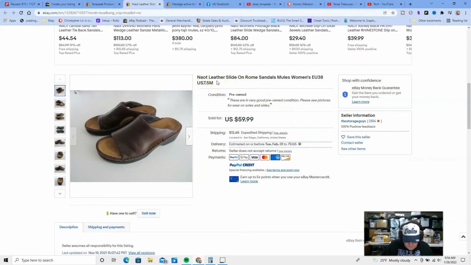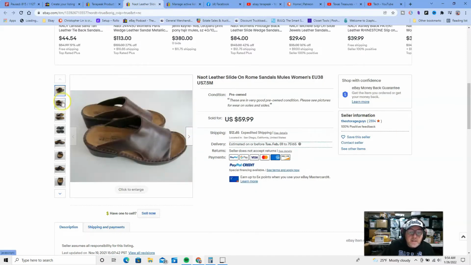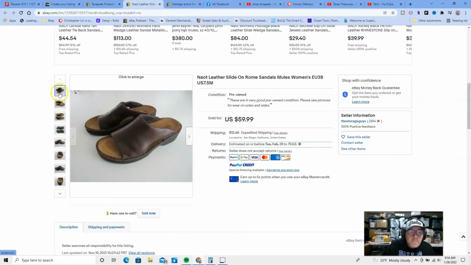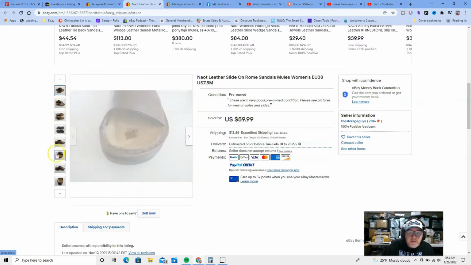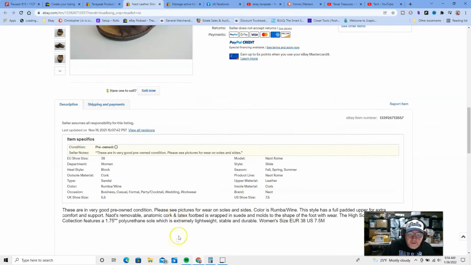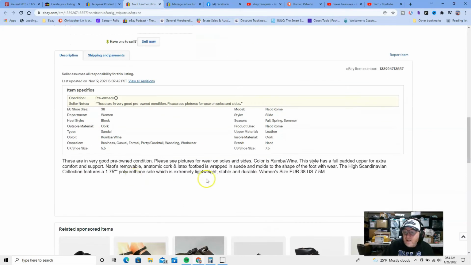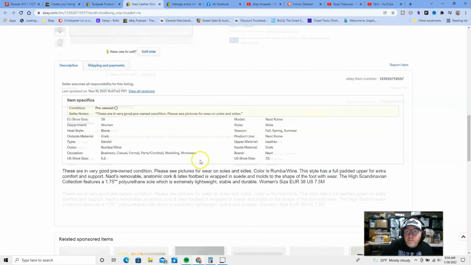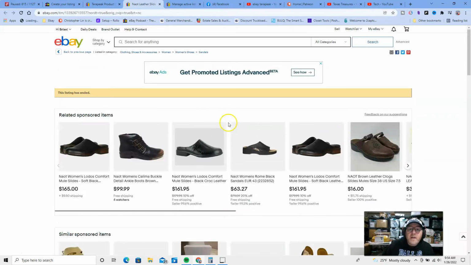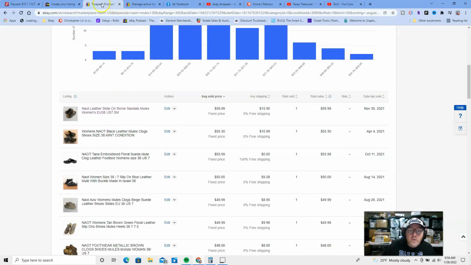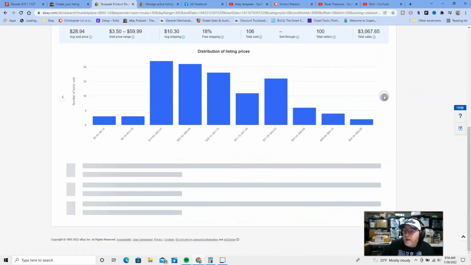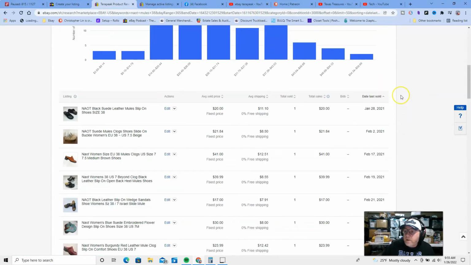Nayot leather slide, that could be a keyword that you may want to use. On Rome sandals, mules, women's Euro 38. Nothing really that spectacular about the title. Pictures are fine, but there's nothing spectacular about the pictures. Description, actually, I think that's hard to read. That's too much. That should be maybe in bullet points, but it can show you what this item can sell for. The other filter I will often use is by date sold, like what's happening most recently.